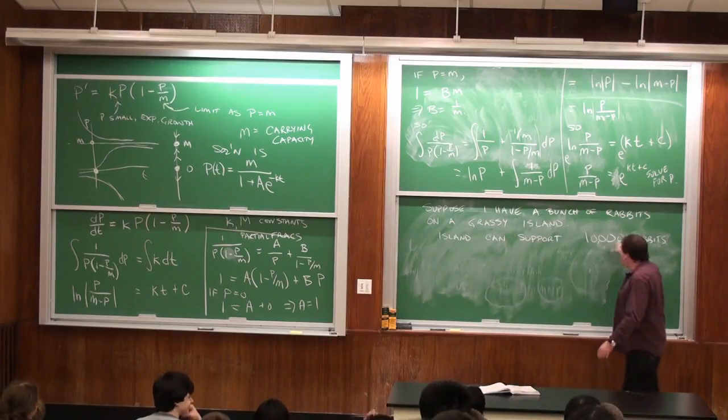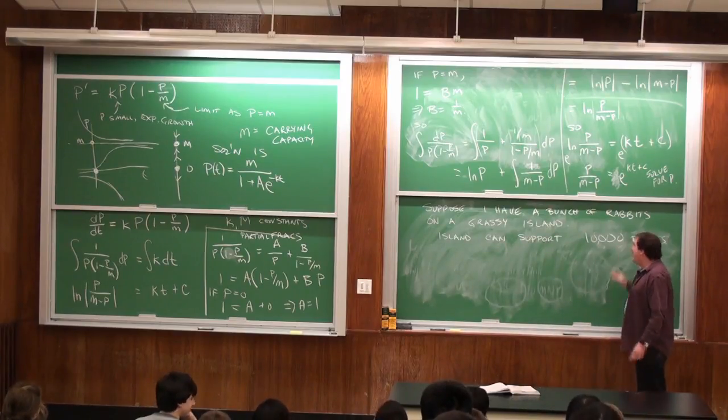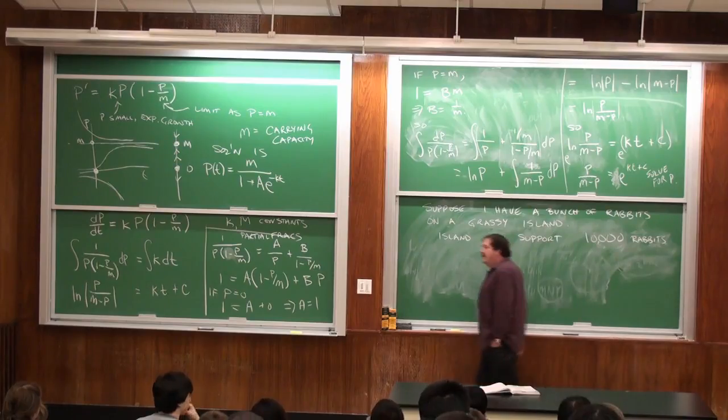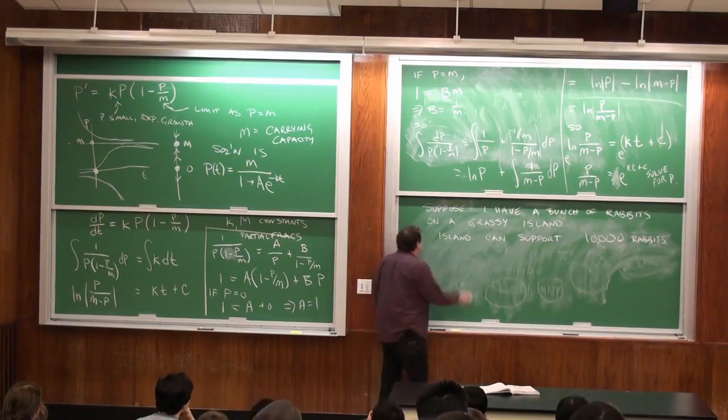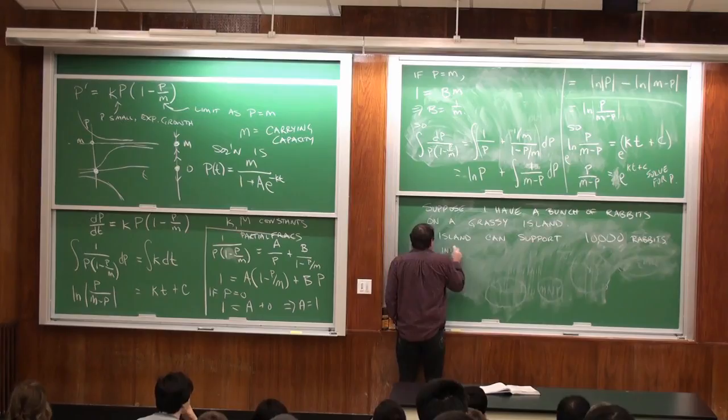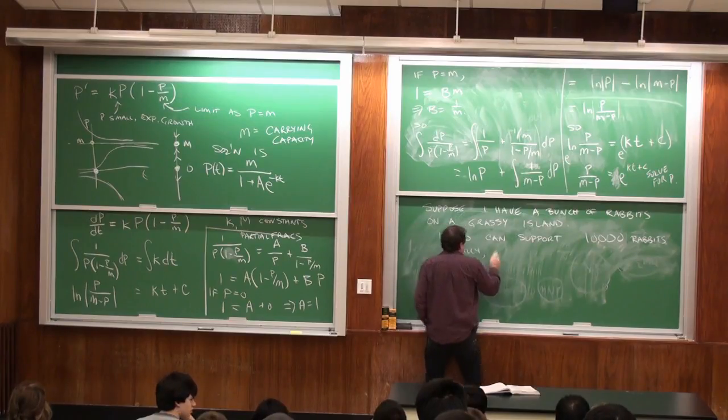Okay. So the island can support 1 million rabbits. That's the carrying capacity. And we start with 100 rabbits.